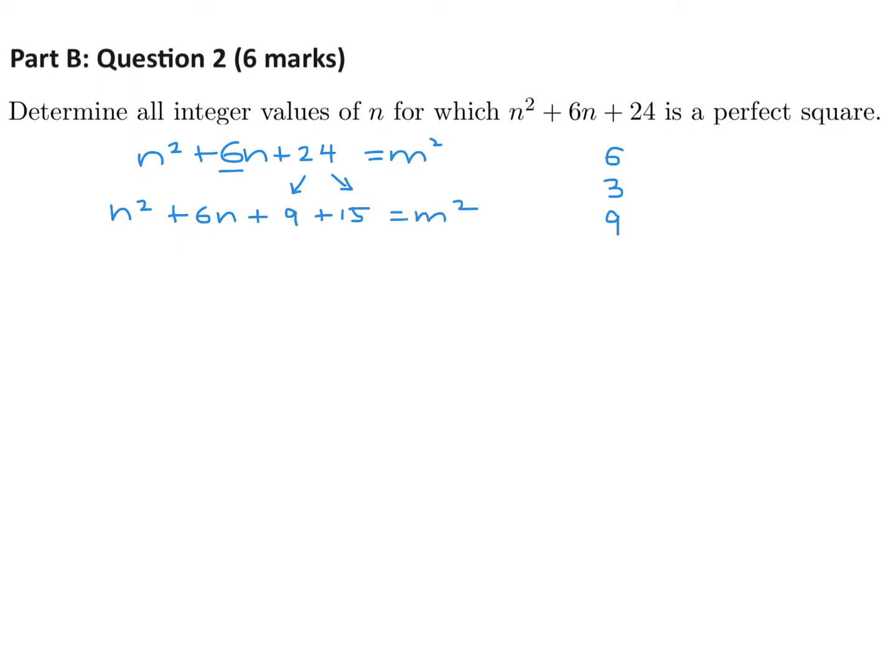And that equals m squared. So these three terms are able to factor, and that's the whole point of completing the square. So then we get (n plus 3) squared plus 15 is m squared. Okay.